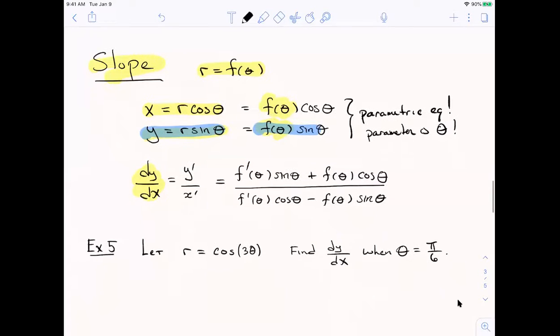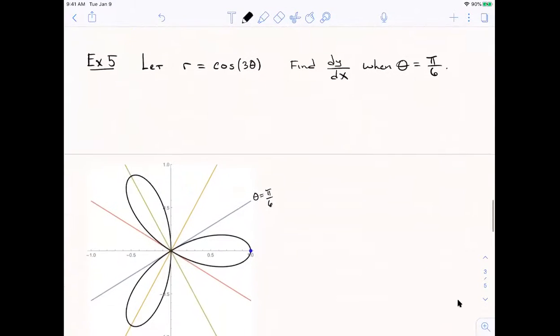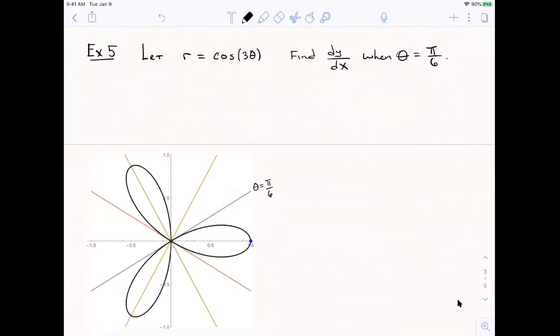Let's try it on our friend the rose here. I brought it along. I snipped it out of Mathematica. We don't have to switch back. There's our rose.